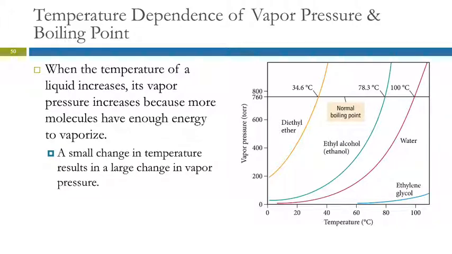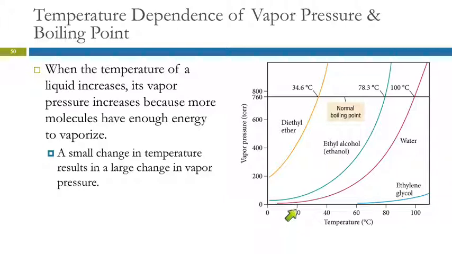The vapor pressure does depend on temperature. When you increase the temperature of the liquid, you increase the number of particles that have enough energy to escape into the gas state, and so you'll increase the vapor pressure. And a small change in temperature can give us a big change in vapor pressure. So this is a graph that shows vapor pressure in torr as a function of temperature in degrees Celsius.